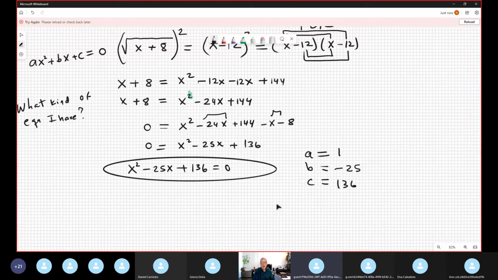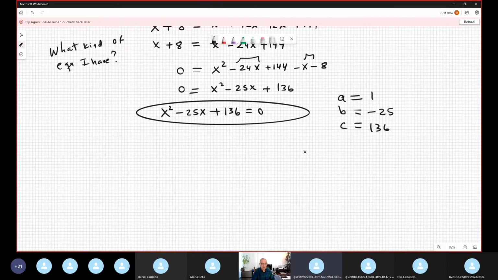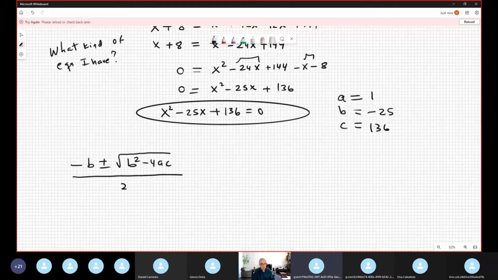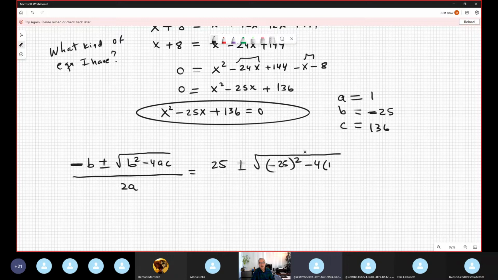So now I copy my formula one more time because I need to remember. Actually, do you remember already or not yet? Okay, this is important. It's 25 because we have a double minus. So the formula has a minus, and in our example, b is negative. It's 25 positive, plus or minus the square root of negative 25 squared minus 4 times 1 times 136.